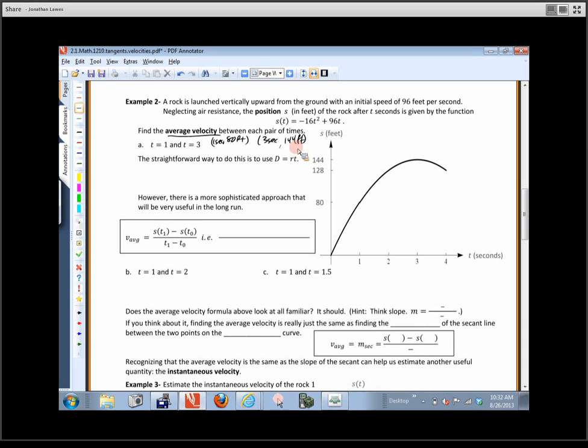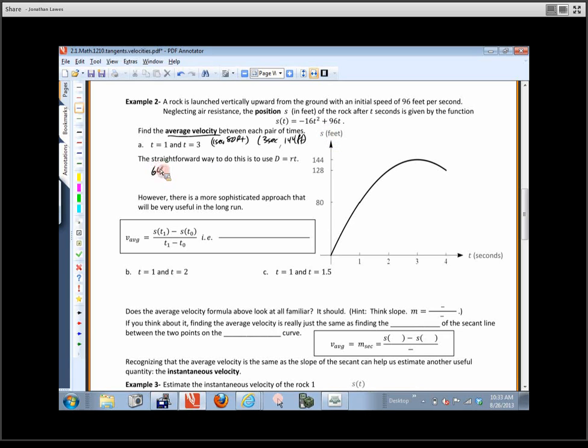Wait, how is it 144 feet? Because you put the 3 in. Yeah, plug in the 3. That's going to be 9 times negative 16, which is negative 144. And then what's 3 times 96? Don't forget that part. We good? Okay, how many feet, Sheila?